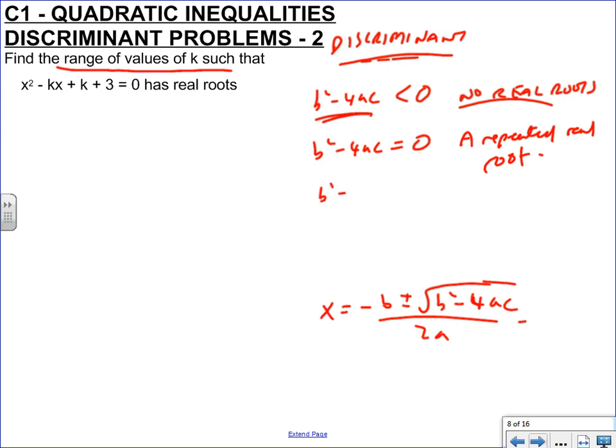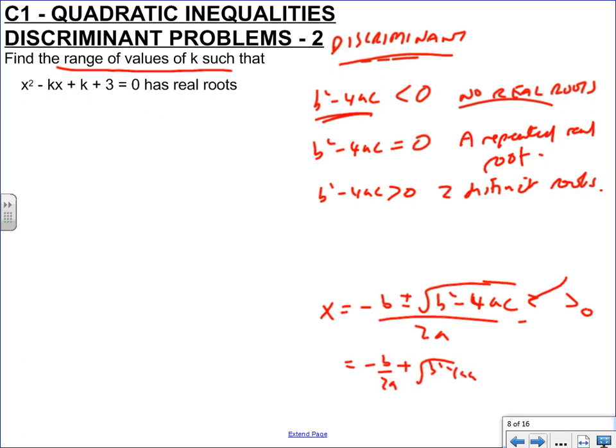b squared minus 4ac is greater than 0 for 2 distinct real roots. That makes sense as well, doesn't it? Because if that is bigger than 0, then we will get a value in that square root, and we will have a plus square root b squared minus 4ac over 2a, and we'll also have the same but for a minus version. So there will be 2 solutions.